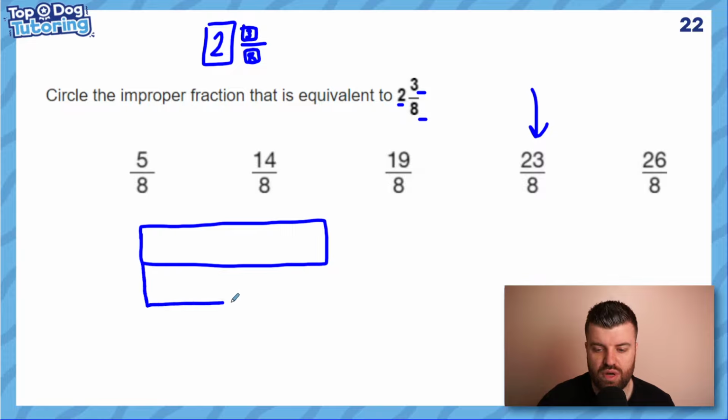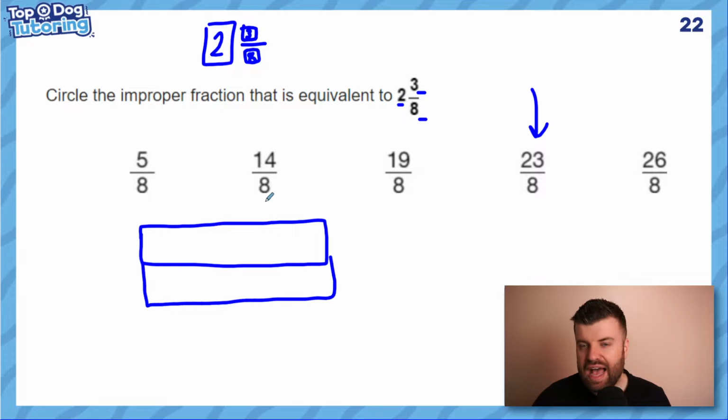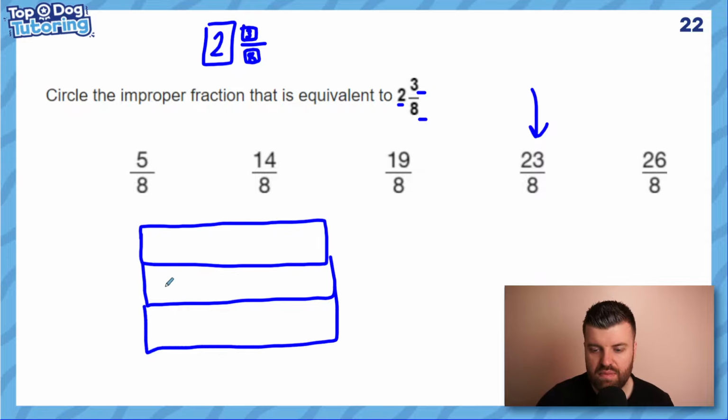So I like to draw 2 wholes in. I do bars as my wholes. And then I think, okay, I've got 3/8 left over, so I'm going to have to draw another whole underneath, but I'm going to have to split it into 8s. So let's just do that right now nice and neatly. That's 4 parts. I need 8, so let's split them in half again. Cool. So here are my 3/8.